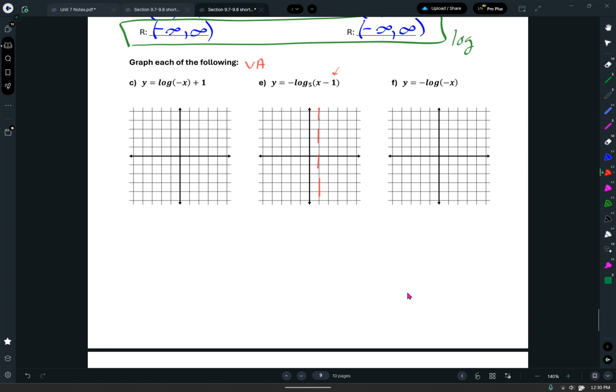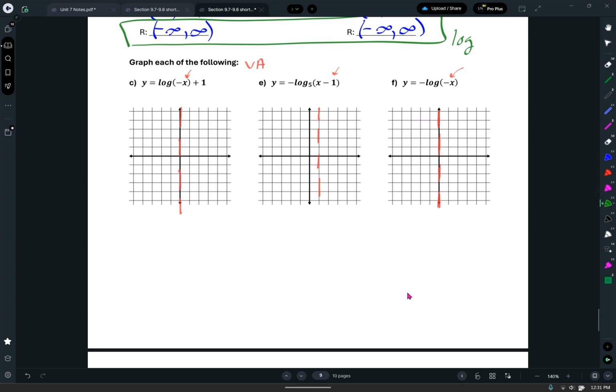Okay, when you look over here at letter C, notice there is no number on the inside. So that means it's just a 0, or the y-axis. Same thing here. Notice there is no number on the inside. So it's just going to be on the y-axis, which would be x equals 0.